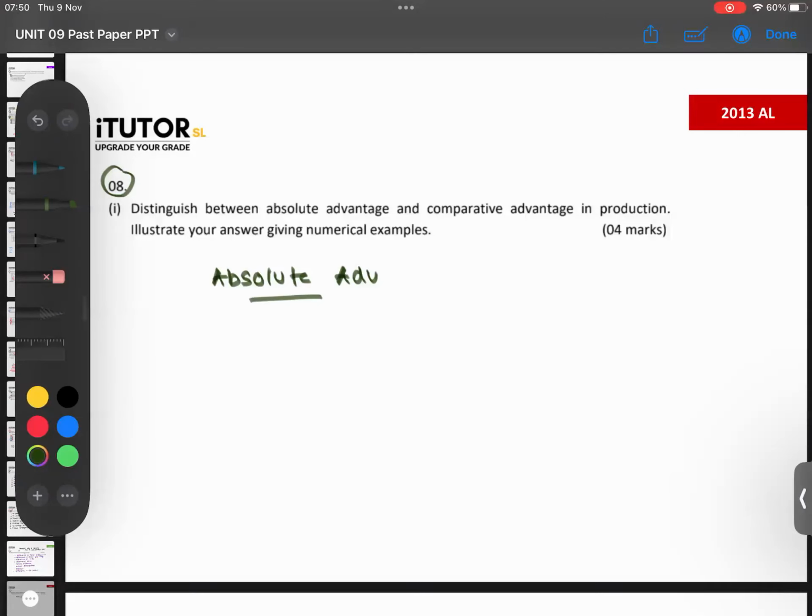What can you write about absolute advantage now? What is the main thing that you have to highlight? When a country can produce a good at a lesser cost than another country, it would have the absolute advantage in producing that good.